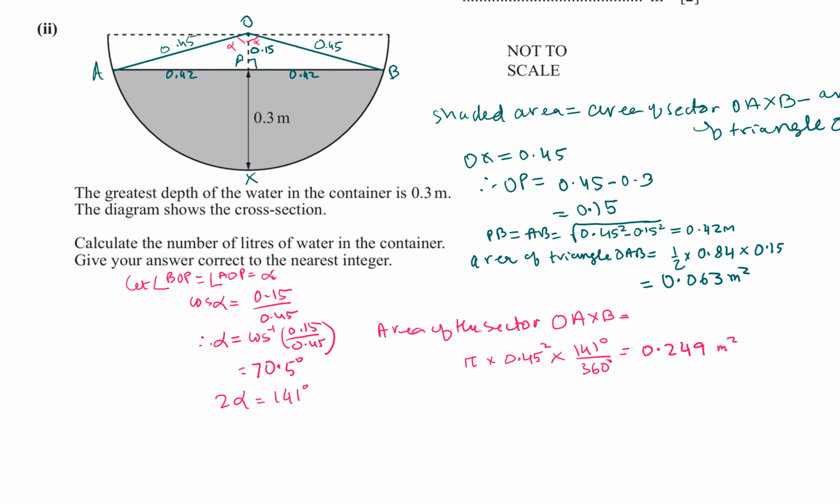So the area of the shaded part equals the area of the entire sector, 0.249, minus the area of the triangle, that is 0.063. And that's 0.186 meters square.